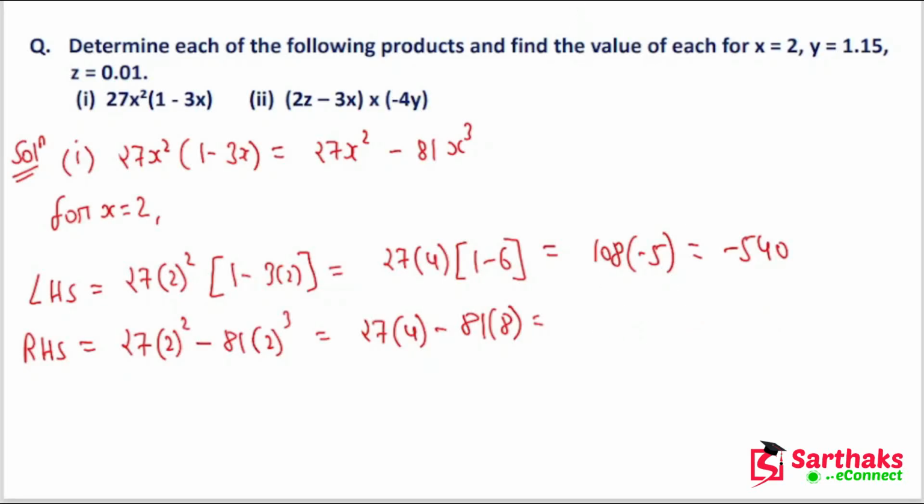Right? So 27 into 4 would be 108, and what is 81 into x cube? So you can calculate it. So 81 into 8, let us find 81 into 8. So it would be 648, right? So if you subtract 108 from 648, you will get minus 540. So you can clearly see LHS equals RHS. So we have verified the result.